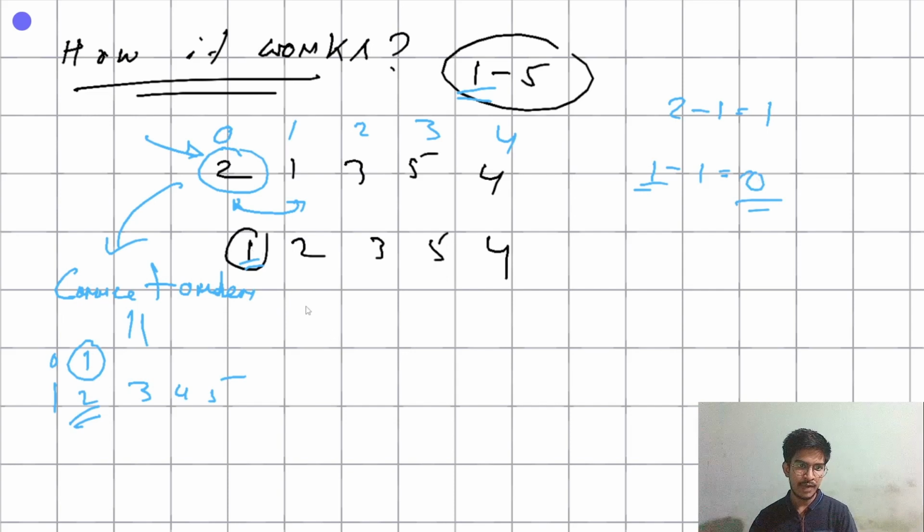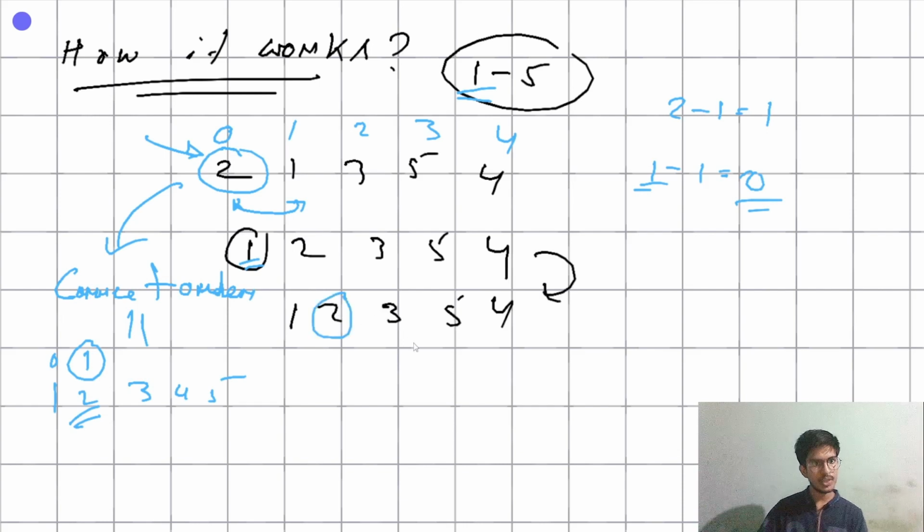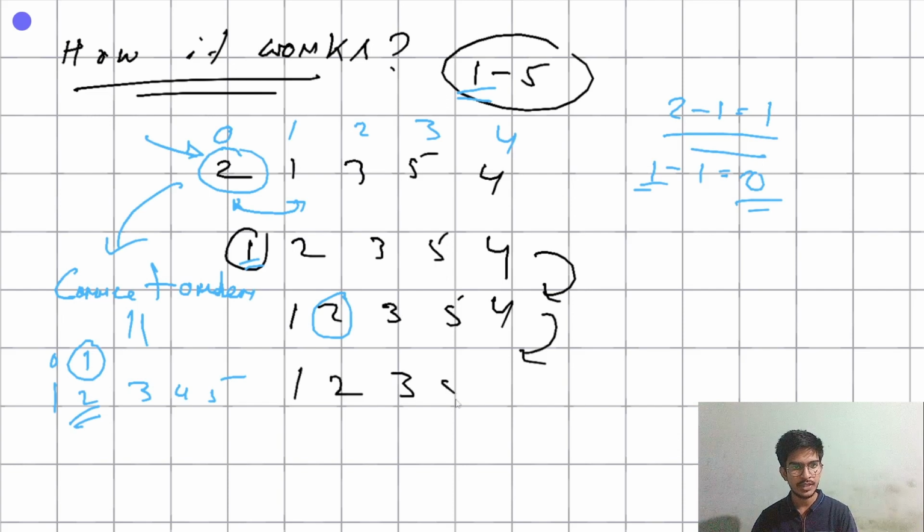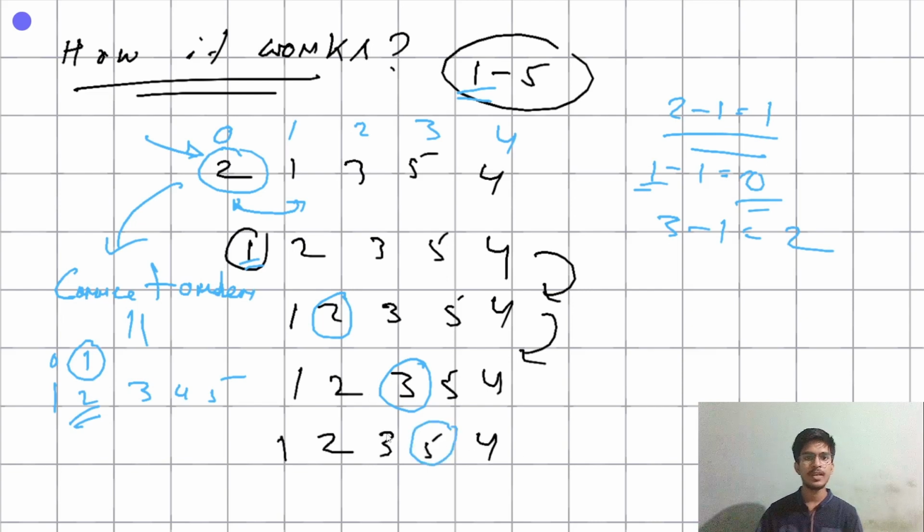Now we'll go to the next index. It will again check 2 minus 1, which is 1, and index 1 contains 2 only, so we'll go to the next element. The list is 1 2 3 5 and 4 again. For 3, 3 minus 1 equals 2, and the second index already contains 3 only, so again we go to the next element. So it will be 1 2 3 5 and 4.